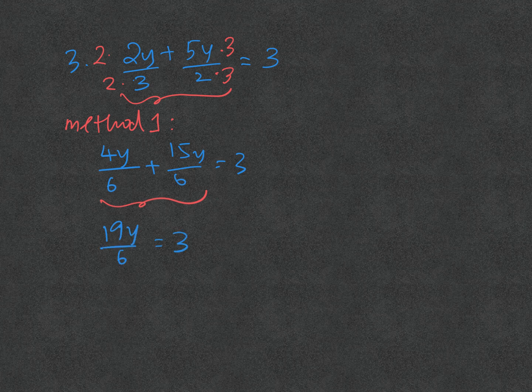And now I can apply one step to solve for y, or I can apply two steps. So one of the methods that we can use here is to multiply by the reciprocal of 19 over 6, which is 6 over 19, to both sides. And from here, you can see that the fraction will simplify to give you just y. So y is equal to 18 over 19.